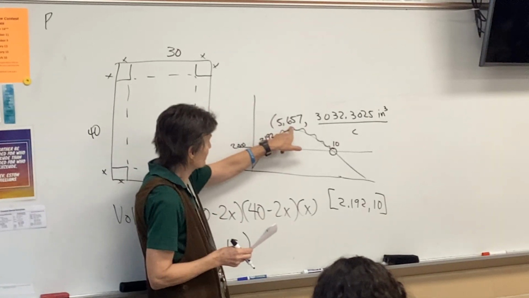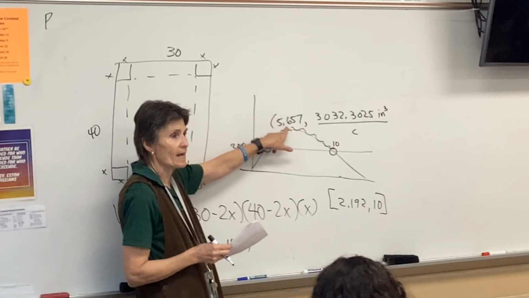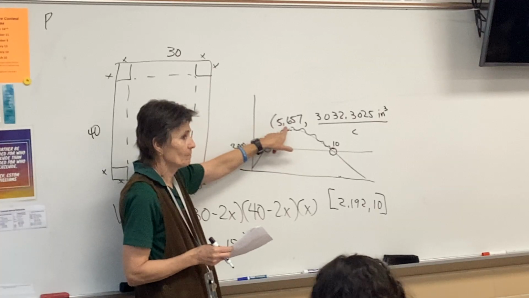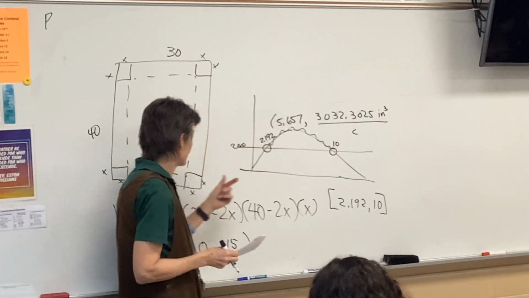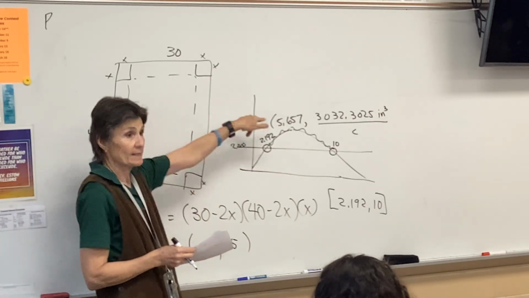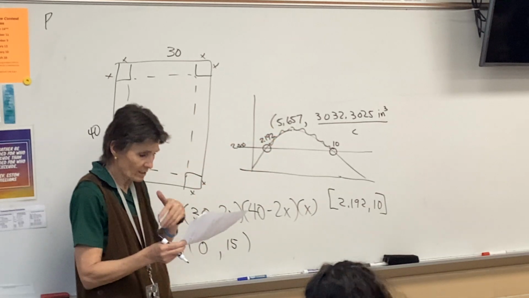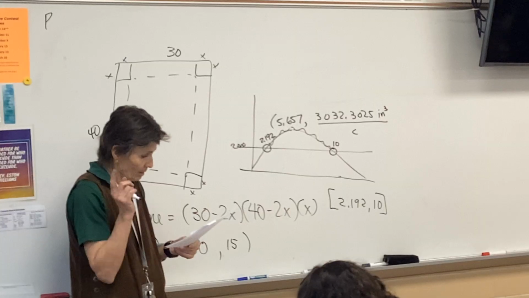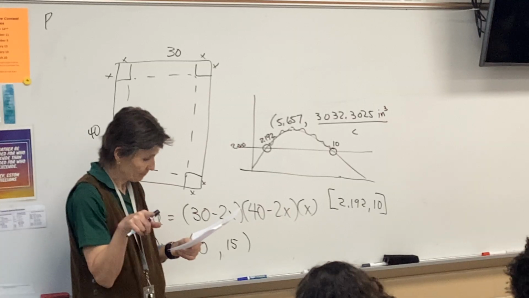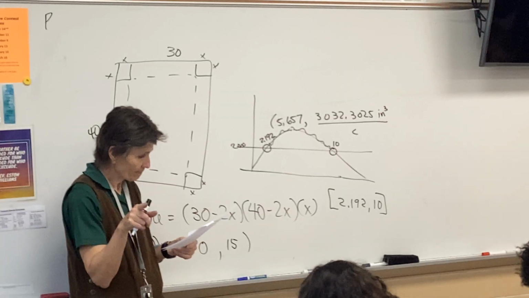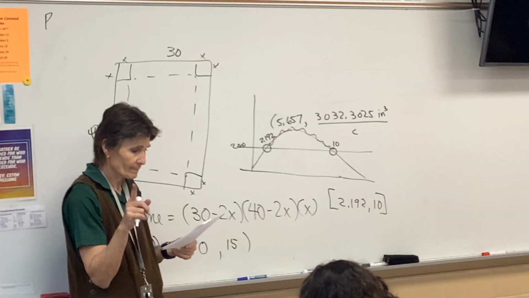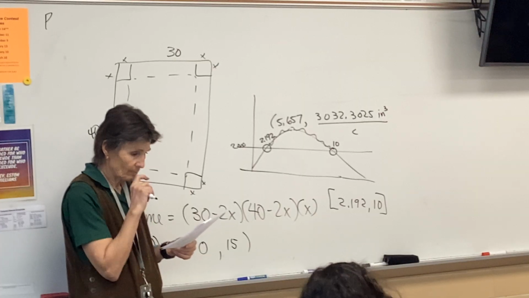What was the 5.657 number? We didn't use that in our answer. What was that max one? The x value of the maximum. That would be the size to make the corners to get the maximum, which could be a question also. Okay.